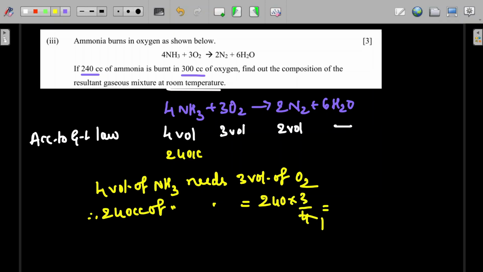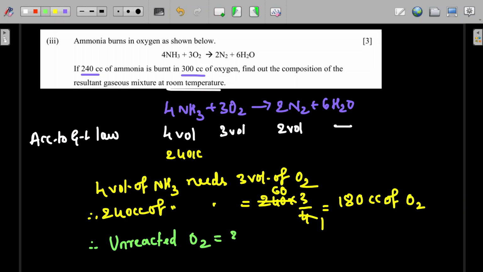Right? So 180 cc. Is it correct? 180 cc of oxygen. Right. Therefore, unreacted oxygen here you can see will be 300 minus 180. That is 120 cc. Okay? Simple, same question. I mean, similar.